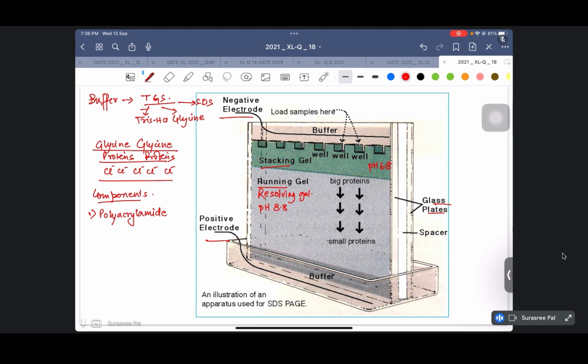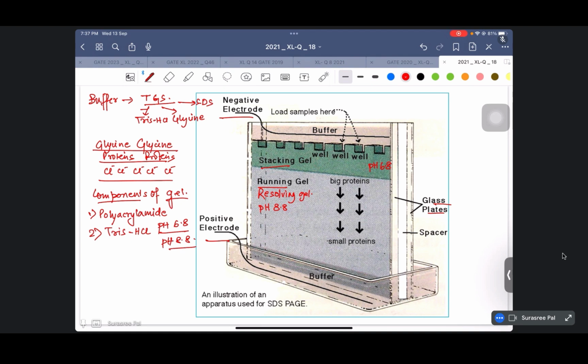In the components of the gel, obviously the first thing is polyacrylamide. The next is the buffer. In the stacking gel we put Tris HCl of pH 6.8, and in the resolving gel we put Tris HCl of pH 8.8. So we use two different buffers.